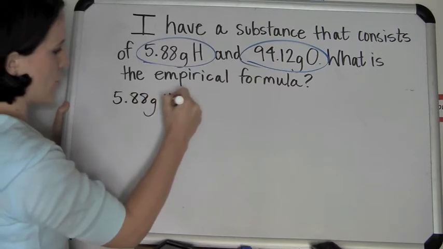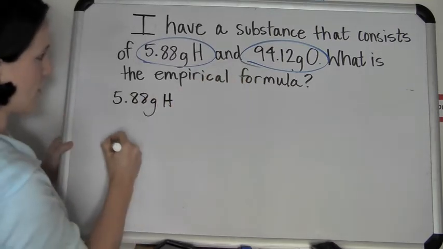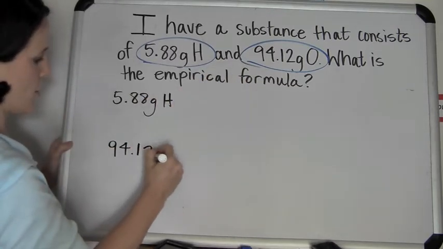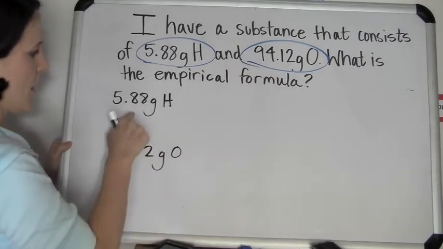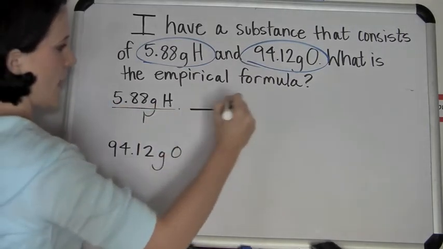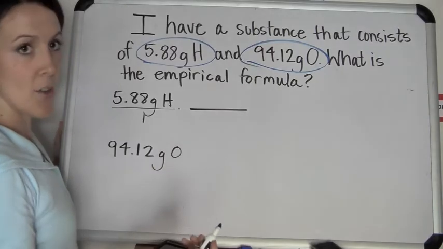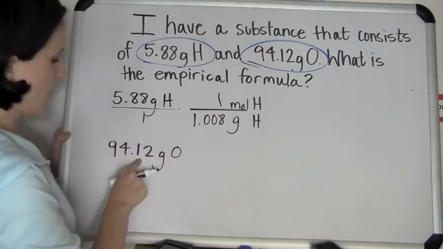So let's go ahead and start with hydrogen. 5.88 grams of hydrogen, and I'll write down oxygen also. 94.12 grams of oxygen. Let's convert to moles. I can use my mole map, and I know that I need to have the molar mass. What about oxygen?